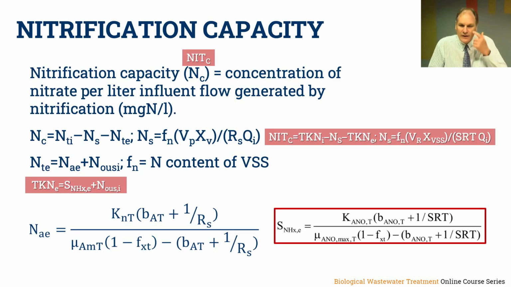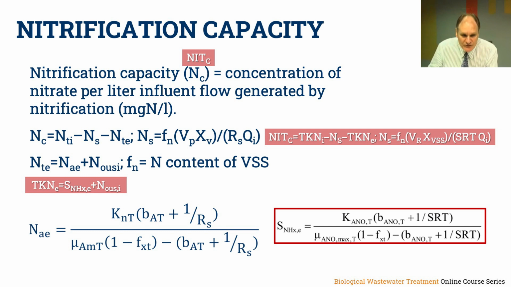All right. Now, we're going to define nitrification capacity. Nitrification capacity is the concentration of nitrate per liter of influent flow that is generated by the nitrification process. And it's simply stated as the influent TKN concentration minus the concentration of nitrogen that gets built into sludge mass and becomes part of the sludge mass that I harvest via the waste flow.